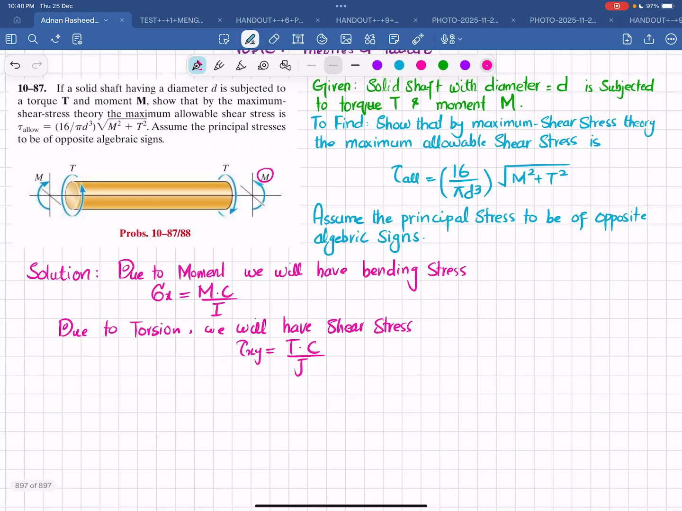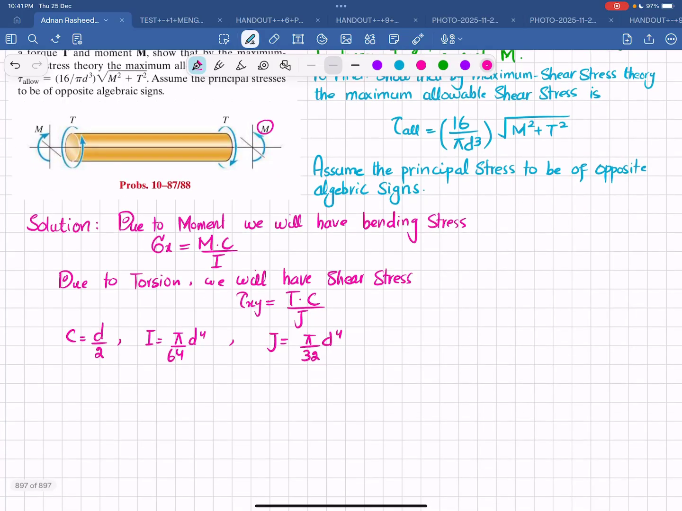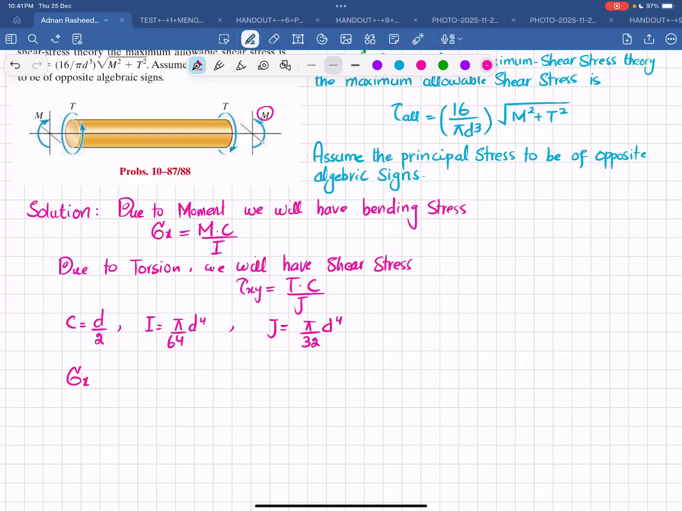So what we are going to do is find this C. C will be equal to D divided by 2, since the diameter is given. And we have I, the moment of inertia, and for a circular rod it is equal to pi by 64 d power 4. Similarly, J is the polar moment of inertia, and for a solid circular shaft it is equal to pi by 32 d power 4. Okay, now we have all these values, so you just have to plug them into the formulas.